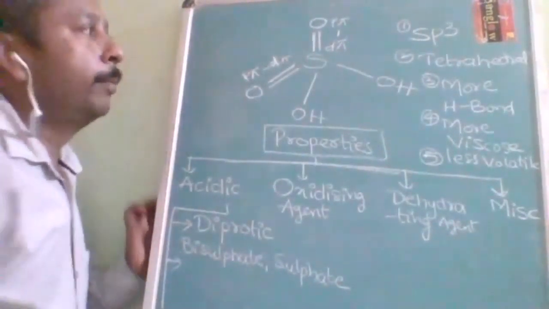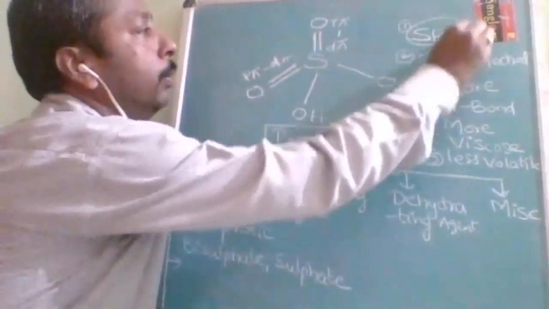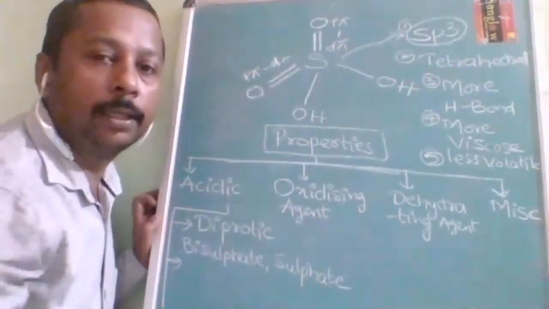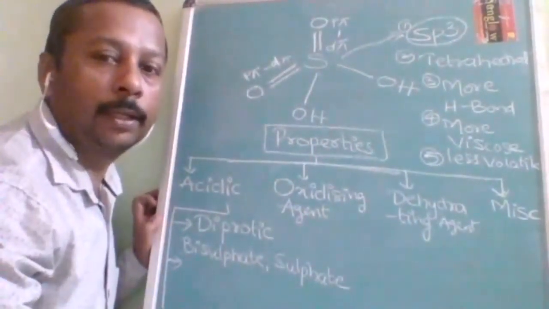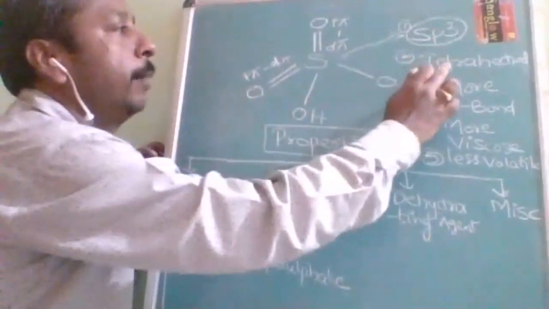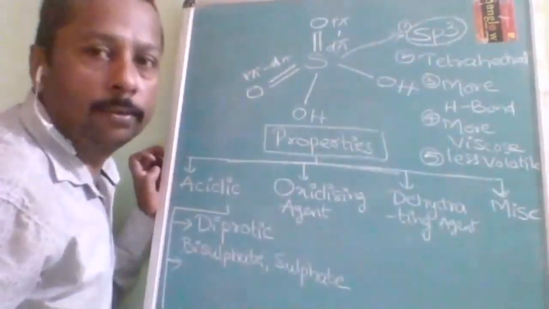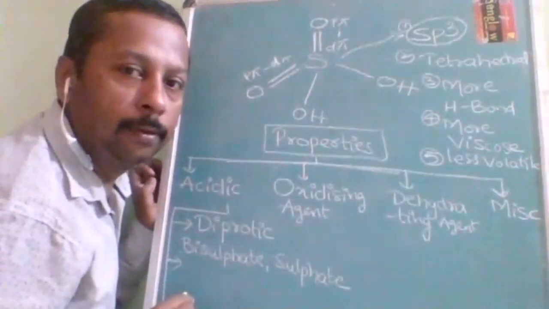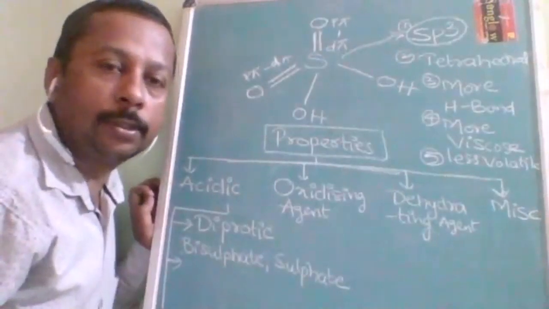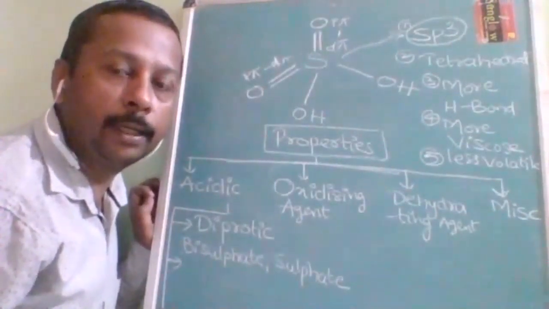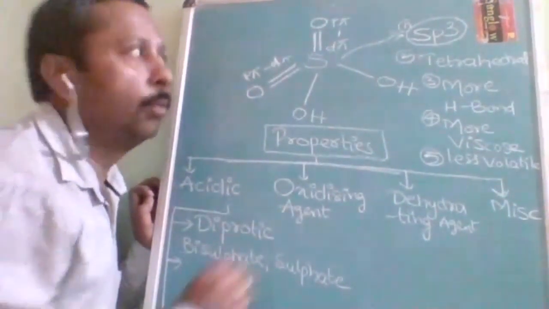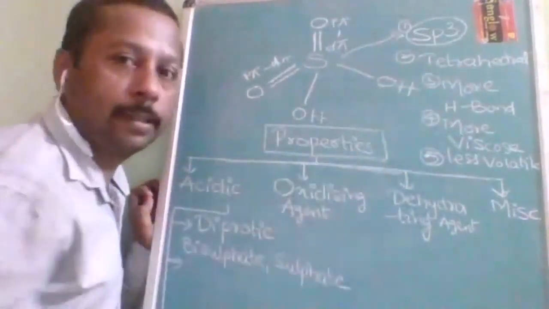Now, because of these 4 sigma bonds and no lone pair, which hybridization does sulfur undergo? sp3 hybridization. The structure according to sp3 hybridization with no lone pair: sp3 hybridization also has different varieties of structures. They can be tetrahedral, pyramidal, or bent shape, depending on the number of bond pairs and lone pairs. There is no lone pair, that's why it is tetrahedral.